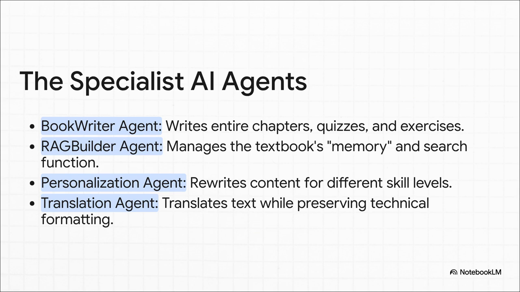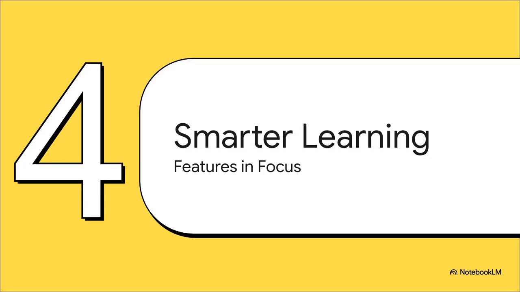And to make all this happen, they built this team of AI specialists. You had a book writer agent that actually wrote the chapters, a RAG filter that acted like a librarian for the AI's memory, a personalization agent, a translation agent. You get the idea. It was like a whole assembly line of AIs, each with one specific job. Okay, so with this AI rescue team in place, the project finally started delivering on its big promises. Let's take a look at the seriously smart, polished features that make this textbook so special.